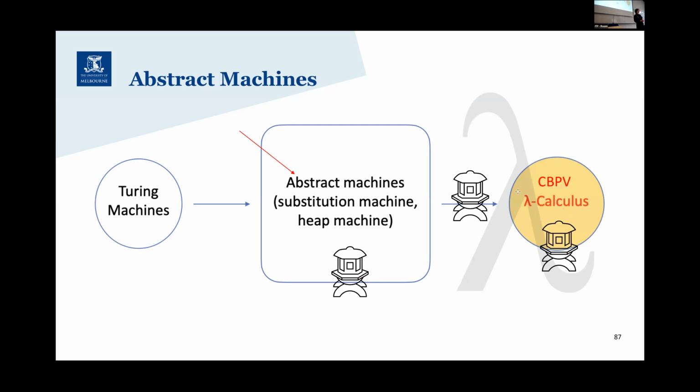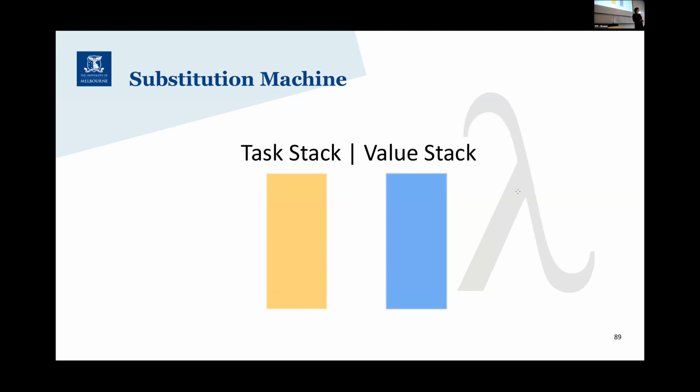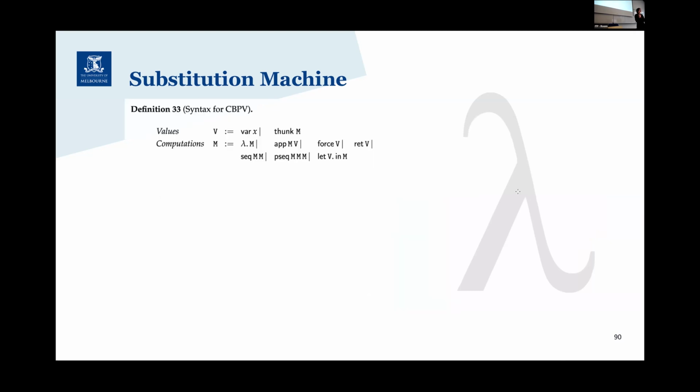Okay, so now that we have the compilation function, we can actually define the abstract machines. The first one being the substitution machine. So the substitution machine includes a task stack and a value stack. So pretty much following the reductions for the call by push value.